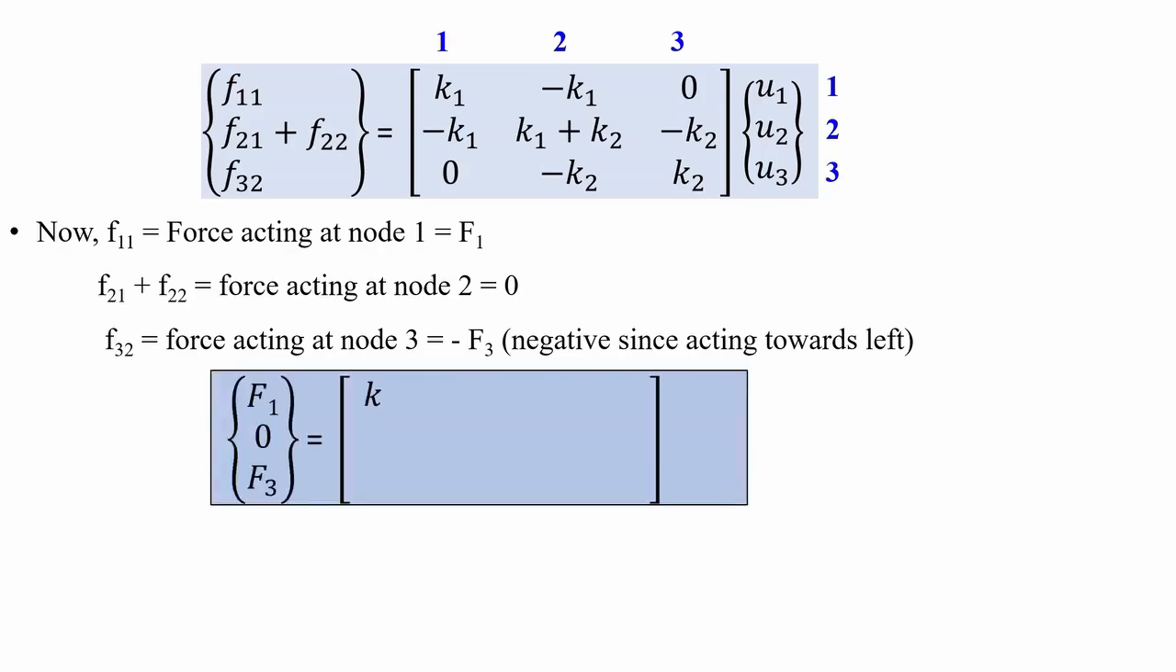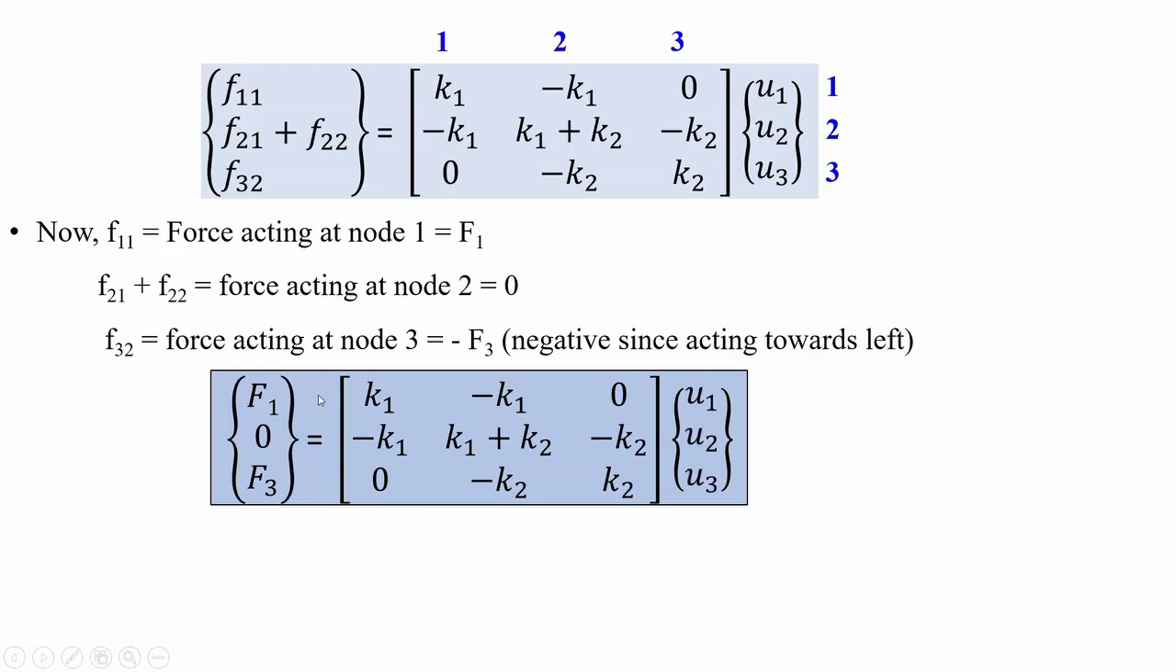So the final equation will have F1, the net force acting at node 1. At node 2 we do not have any force, so 0. F3 is the force acting at node 3. That will be equal to K1 minus K1 0, then minus K1, K1 plus K2, minus K2, and then the third row 0 minus K2 K2, into the displacement matrix.